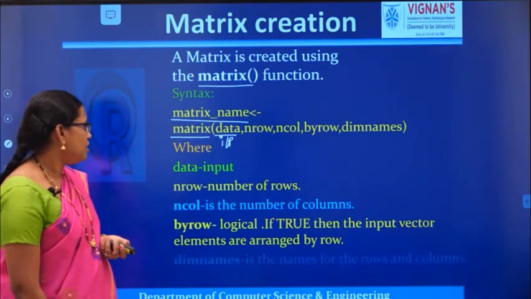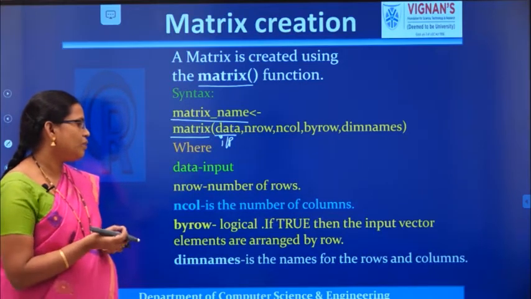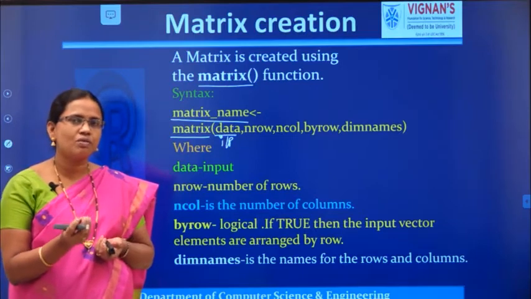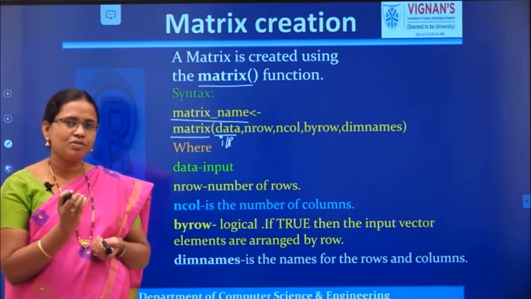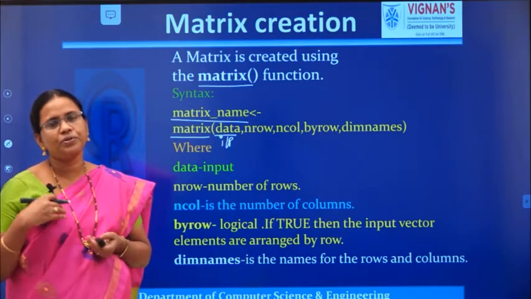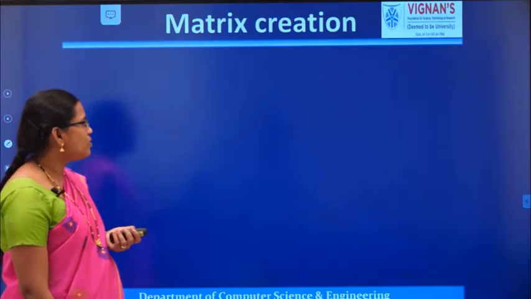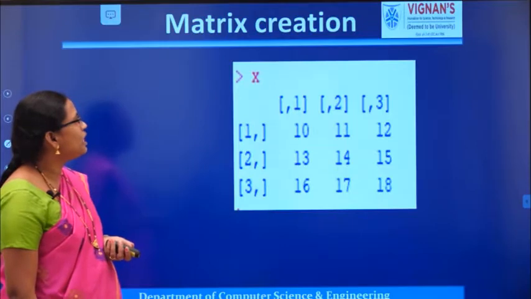If you want to give specific names for the rows and columns, you need to create lists for those rows and columns, and attach those values to the dimension names parameter. Let us see one example here of how to create a matrix.